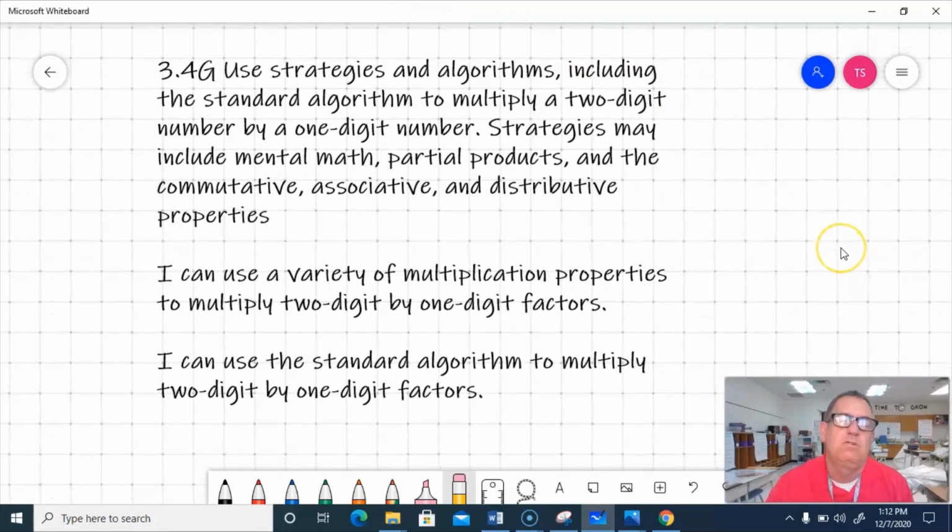Our lesson objective is 3.4G, and that's use strategies and algorithms, including the standard algorithm to multiply a 2-digit number by a 1-digit number. Strategies may include mental math, partial product, and the commutative, associative, and distributive properties. And what we want to be able to do is I can use a variety of multiplication properties to multiply 2-digit by 1-digit factors. And I can use the standard algorithm to multiply 2-digit by 1-digit factors.